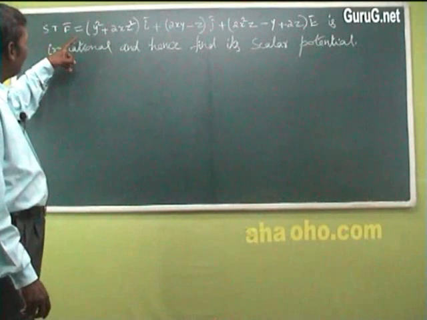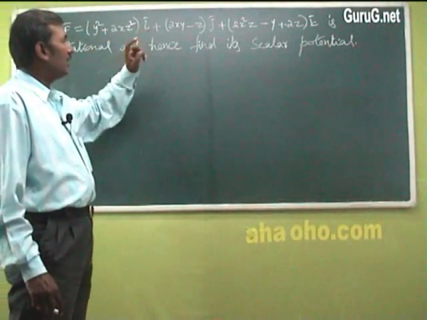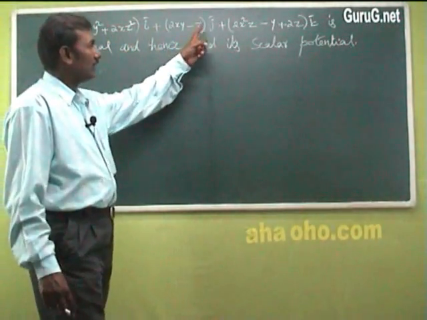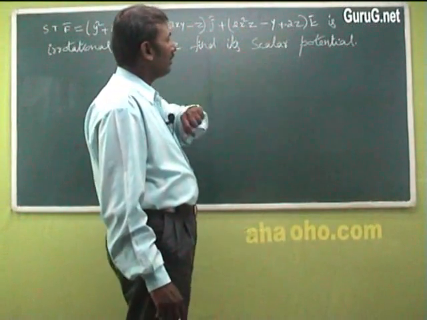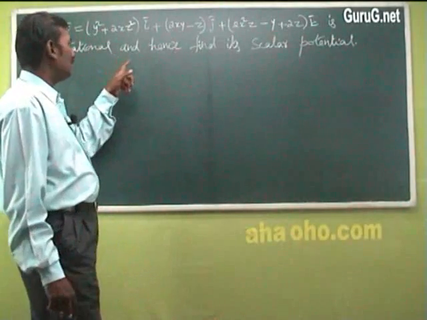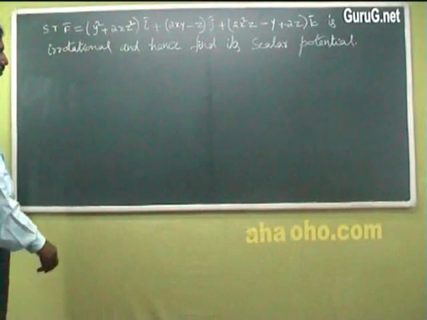Next problem, show that the F vector equal to y squared plus 2xz squared into i vector, plus 2xy minus z into j vector, plus 2x squared z minus y plus 2z into k vector, is irrotational and hence find its scalar potential. So this type of problems are very important.